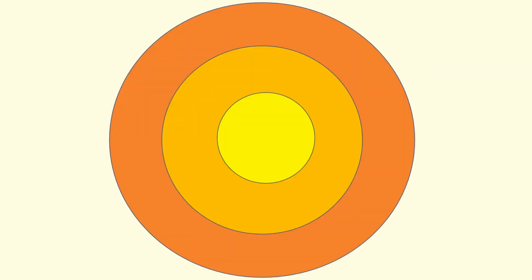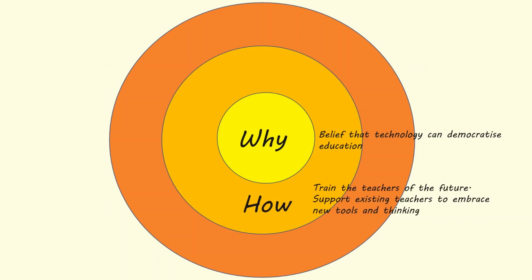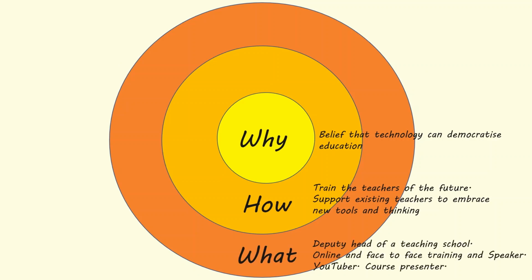So how does this apply to an individual? Well, let me look at my why. I think my why at the moment, which I'm still working on very much, is fundamentally a belief that technology can democratise education, so how do I live that why? Well, currently, I train the teachers of the future. I support existing teachers to embrace new tools and thinking. And in terms of the what I do, well, I'm deputy head of a school that is a teaching school. I work with online and face-to-face training, and as a speaker, as a YouTuber and course presenter.